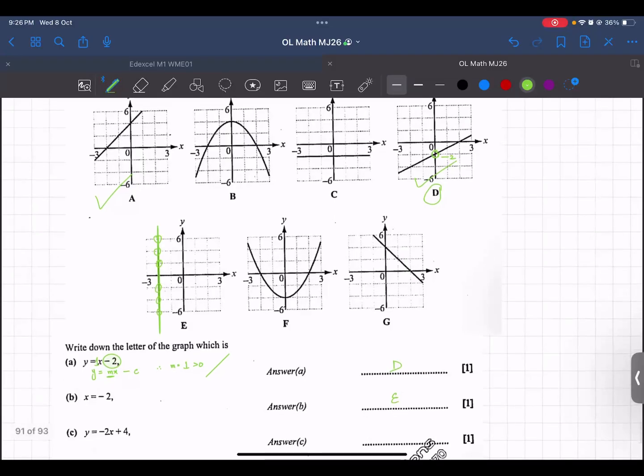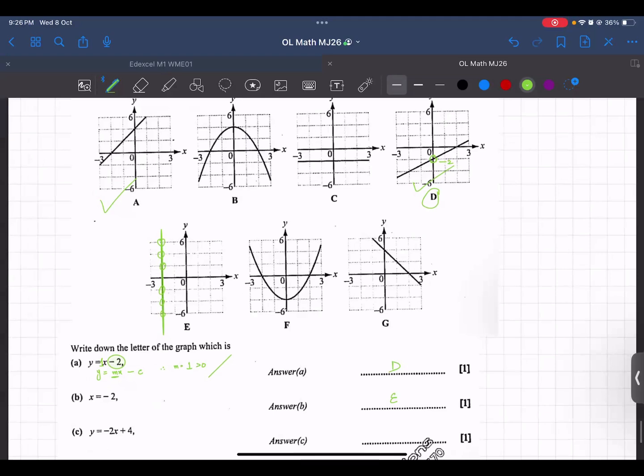Then, sir, the value will be undefined, right? The gradient will be undefined, because it is a vertical line.